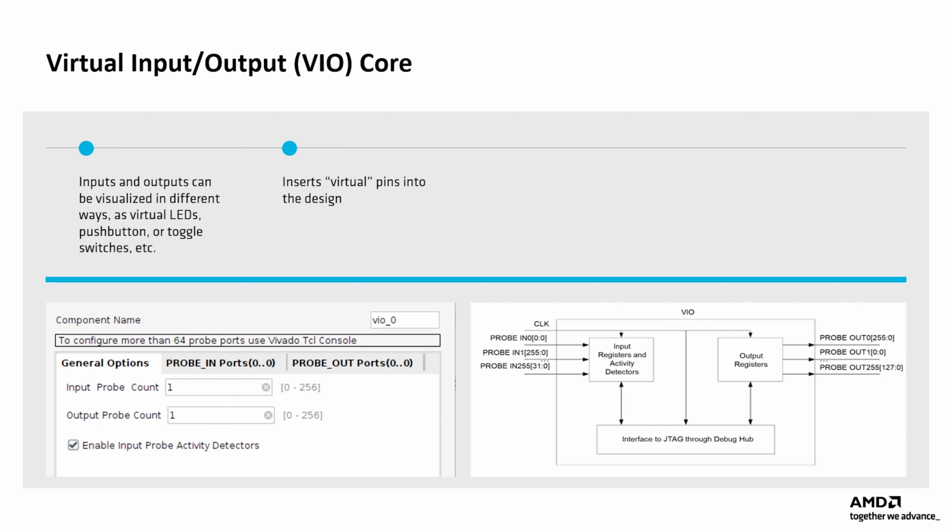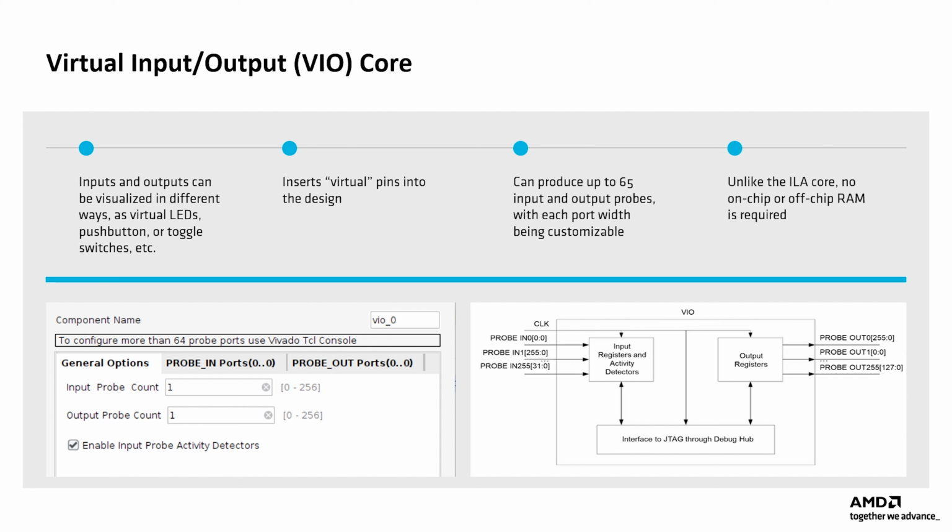It inserts virtual pins into the design and can produce up to 65 input and output probes, with each port width customizable up to 256 bits wide. Unlike the ILA core, no on-chip or off-chip RAM is required. It presents and captures data on the design clock attached to the clock input port to the sampled data. The inputs and outputs can be visualized in different ways, as virtual LEDs, push buttons, or toggle switches added at the last minute to an FPGA design.